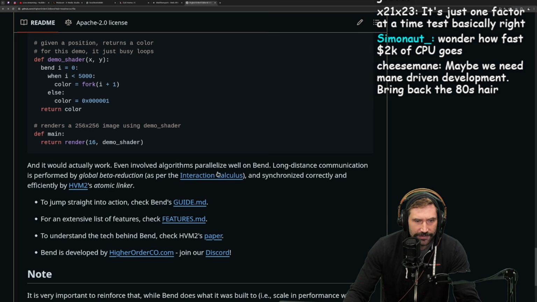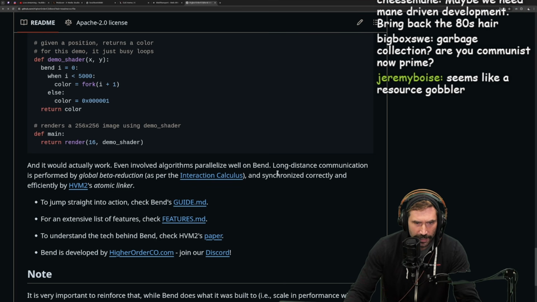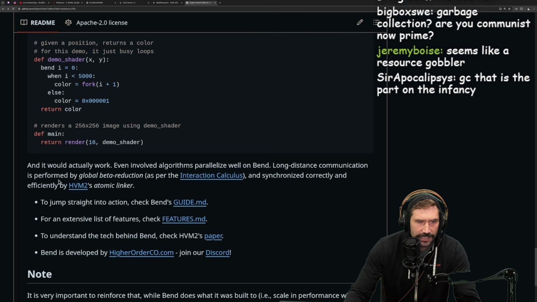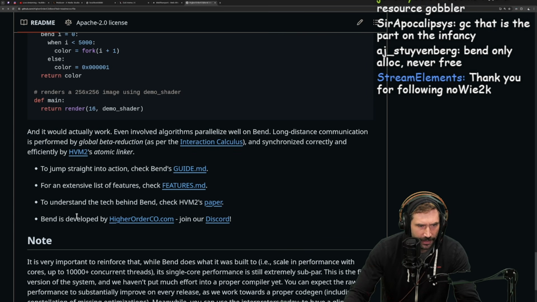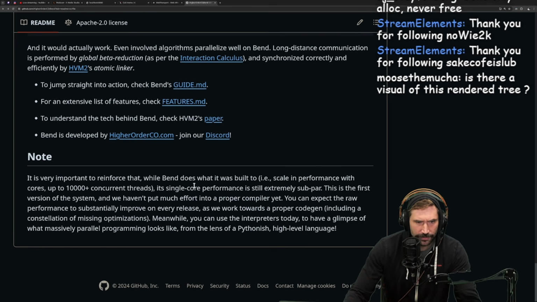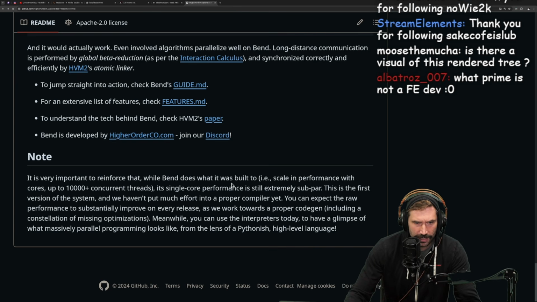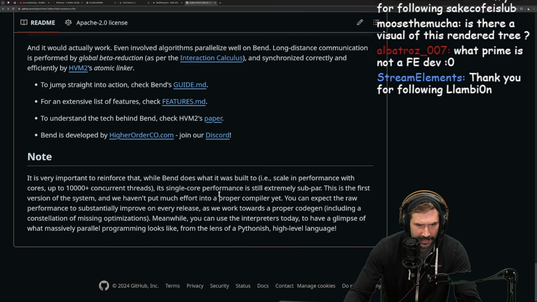Even involved algorithms parallelize well on Bend. Long-distance communication is performed by global beta reduction, as per the interaction calculus, and synchronized correctly and efficiently by HVM2's atomic linker. Interesting. Okay. It is very important to reinforce that while Bend does what it was built to, scale performance with cores up to 10,000 concurrent threads, its single core performance is extremely subpar.